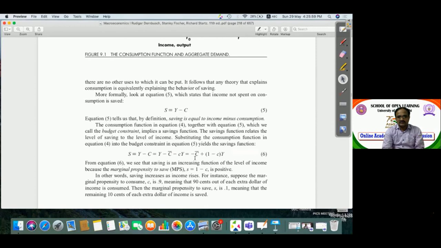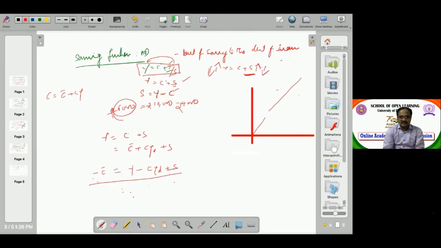Okay, if you want the saving equation, simplify this equation: minus C into 1 minus C, times Y, so S is equal to... This is the saving function actually; the consumption and saving have a negative relationship. Okay, so this is today's class.